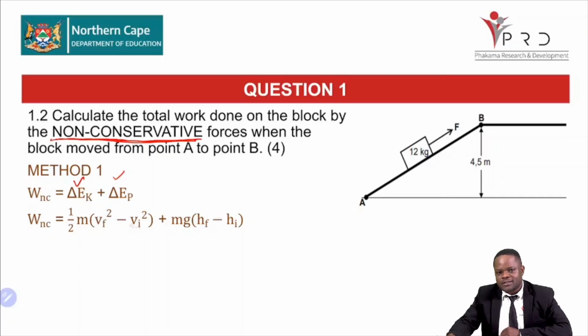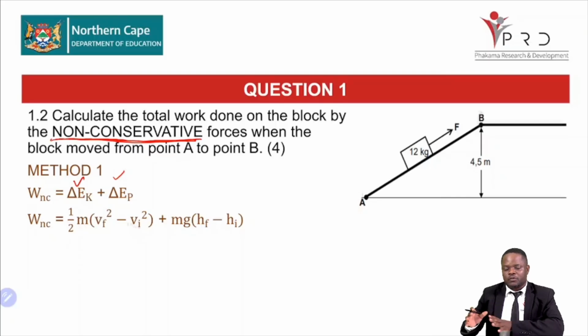And where do you get this? From the question. It started off at rest, that is 0 initial. It ended at B at 2.25 meters per second. All the information is given to you in the question. The mass you have from the question.